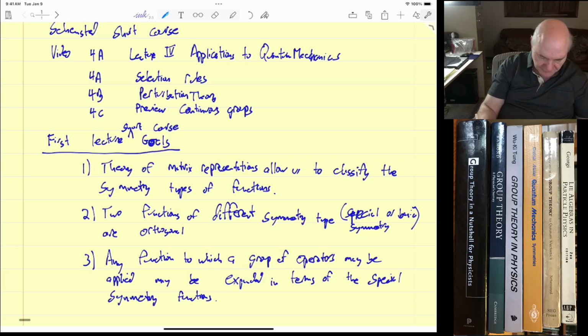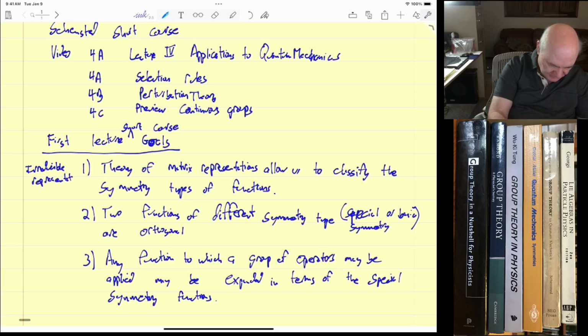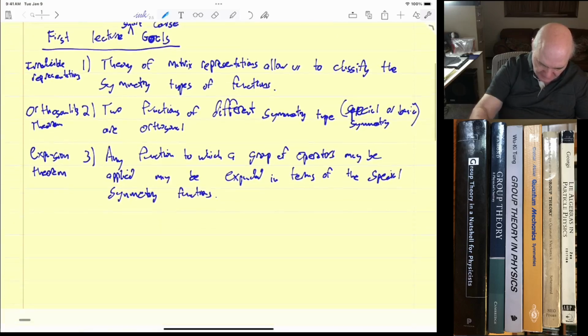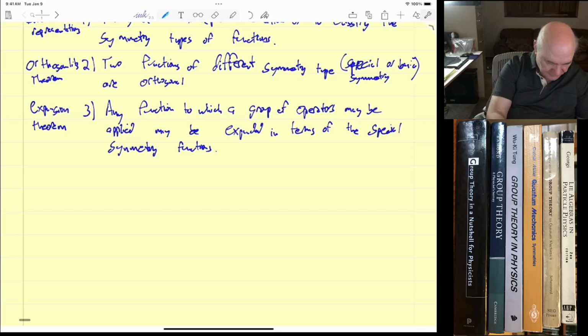Now we've sort of really accomplished all of these things in the previous 3 lectures. We just called them by different names. For instance, one is just basically irreducible representations. 2 is basically just the orthogonality theorem, which we proved in lecture 3. And then 3 is just the expansion theorem, which we'll show by words is true, but we've sort of established this also. And these have applications.